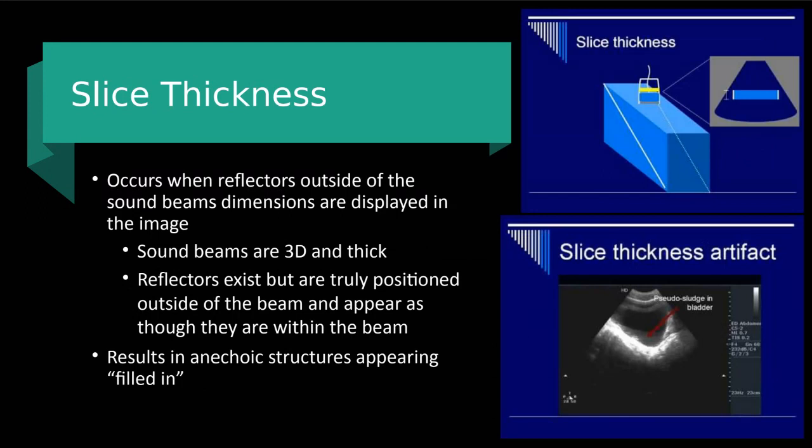Slice thickness, we kind of talked about this as well. Not something that we're really adjusting for either, but you do need to be aware of it for your registry. This occurs when the reflectors outside of that sound beam's main axis are being displayed on our image. So our sound beam is traveling in, and we're saying that we want to process all information coming from this one pathway. So kind of think about, like, if you're driving on a main road and you really only care about what's going on that road, right?